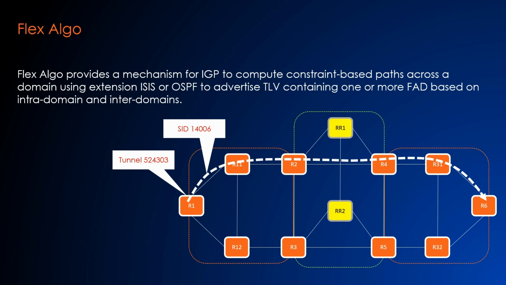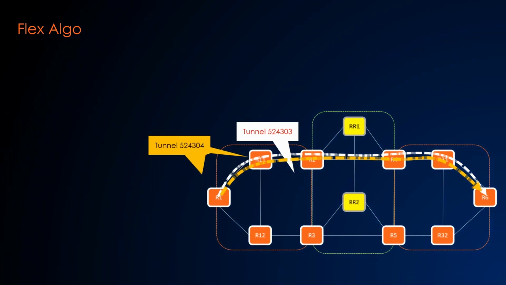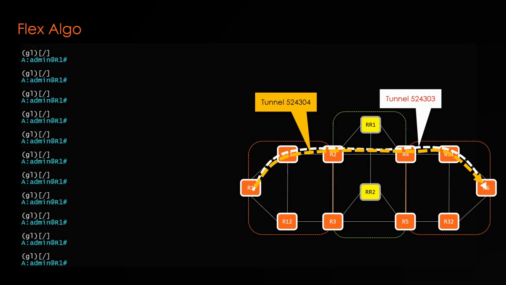Now with Flex Algo 128, a shortest path according to the delay metric, the prefix SID based on Algo 128 of the destination node, will be created. Here the tunnel associated with it is 524304, and the SID used is 17006, which is the 12,000 SRGB block, and 5006 is the index used here. So in the router context, based on this tunnel ID, 524304 is associated with Flex Algo 128, and tunnel ID 524303 is associated with Flex Algo 0, which is the default.